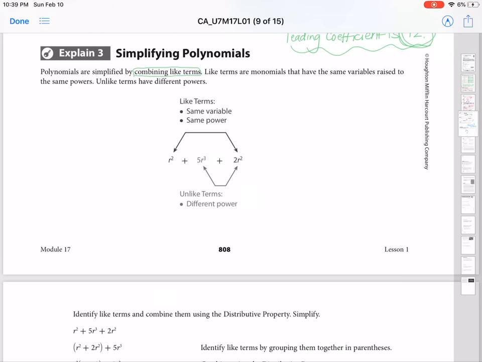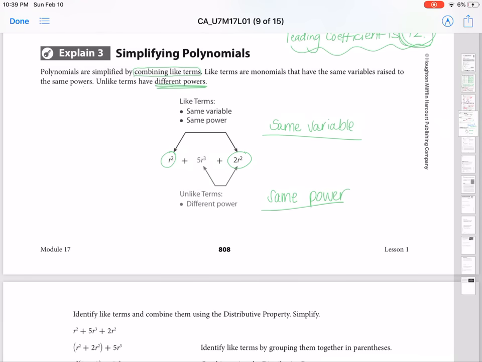Like terms are monomials that have the same variables raised to the same powers. Unlike terms have different powers. Okay, so same variable, same power. So I'm going to write this over here. So same variable and then same power. And we're going to go ahead and write same variable, same power.